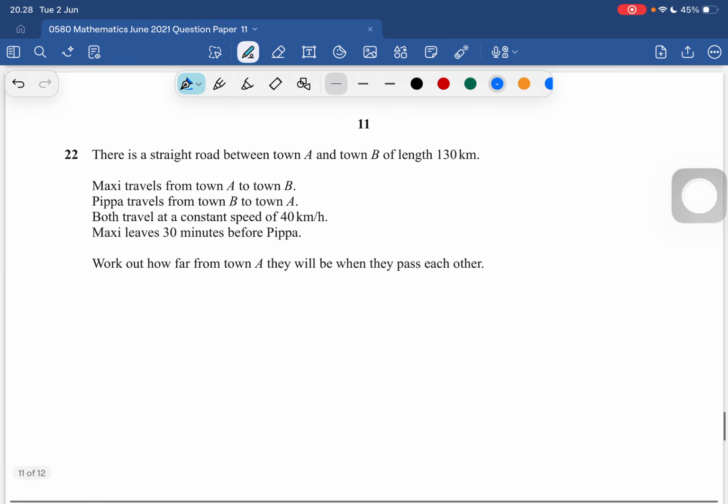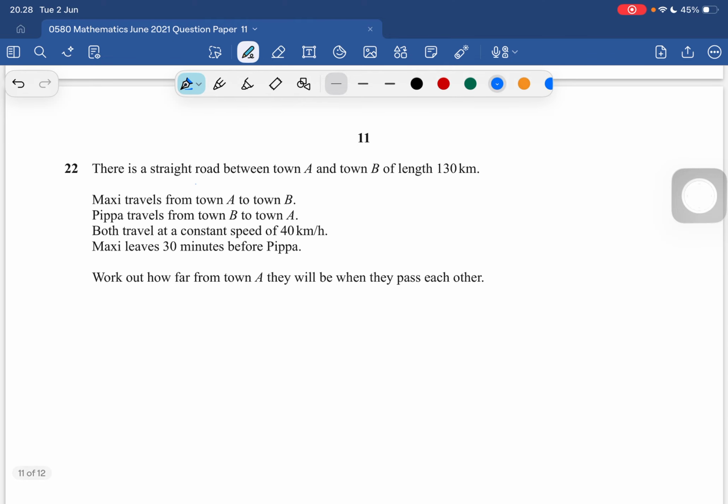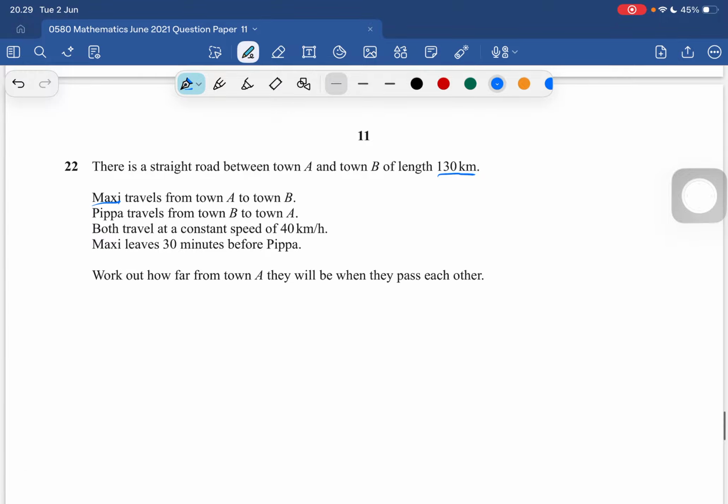Okay, number 22. We got a straight road between A and B with a length of 130 km. So we got two people, Maxi and Piva. They travel from different ends. So let me show it. This is A, Maxi, and B is Piva. They both travel at a constant speed of 40 km per hour, but Maxi leaves 30 minutes earlier.